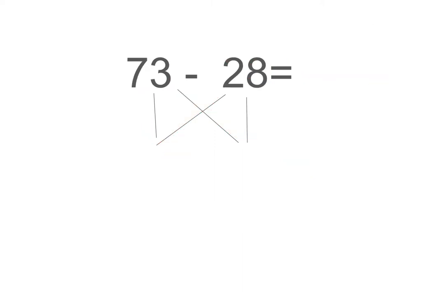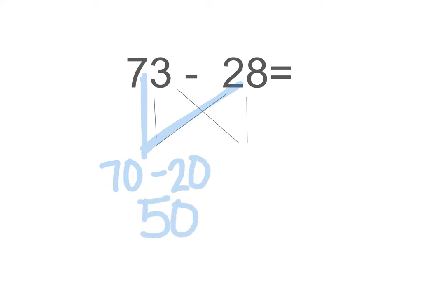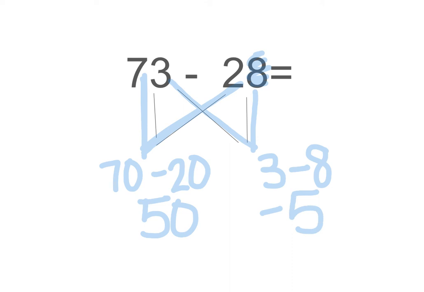All right, 73 minus 28. We'll take our 70 and we'll minus our 20. Again, you might want to write 70 minus 20 down there and put a 50. Then take your 3 minus your 8. Notice 8 is larger, so 3 minus 8 is a negative 5. 50 minus 5 equals 45.